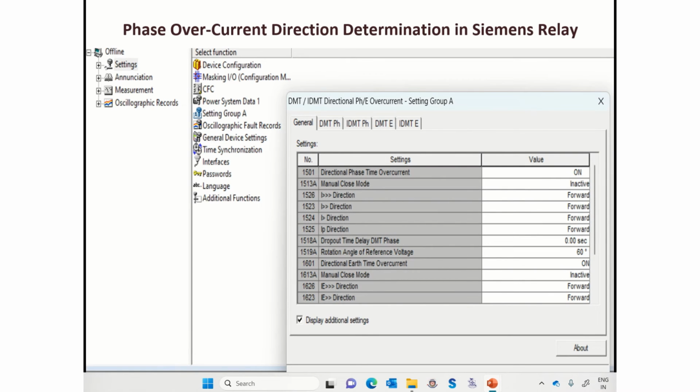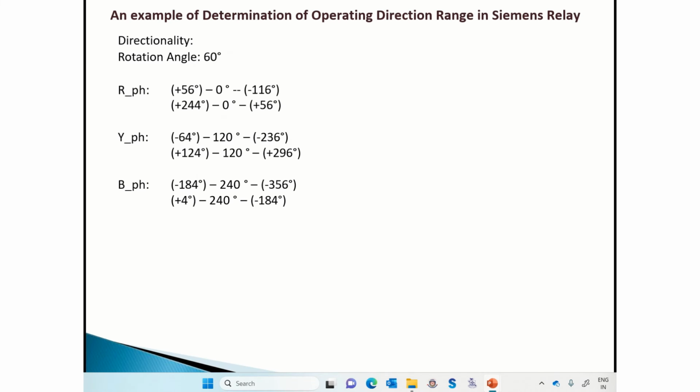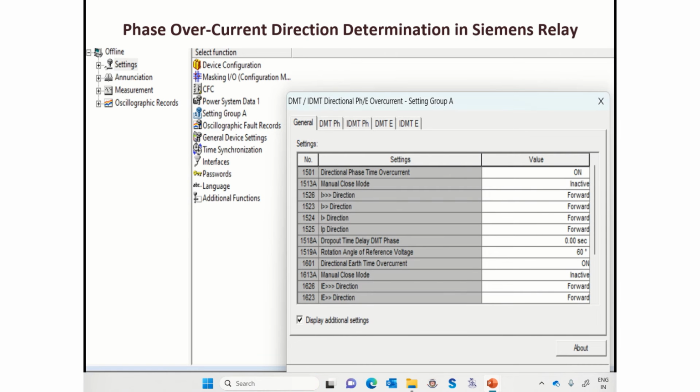So now in this relay, if you see, this is the operating direction, and this is the rotation angle reference for the voltage, and this rotation angle reference itself is the RCA. So now if you see the difference between the Siemens relay and the ABB relay, if you are setting 60 degree in both relays, in the Siemens relay 60 degree means it is 60 from the reference voltage VBC, or you can say that if this is my VR, then this is my VYB.